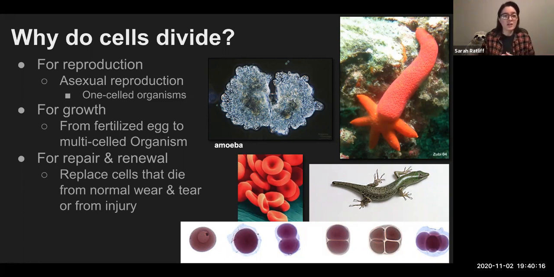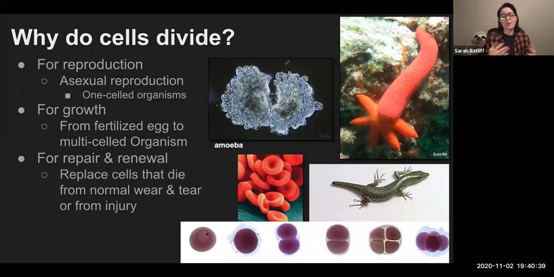Cells also divide for growth. So like we just mentioned, we went from a fertilized egg to more and more and more cells until we came up with a human being. Lastly, cells divide for repair or renewal. They want to replace those cells that died from normal wear and tear or from injury.